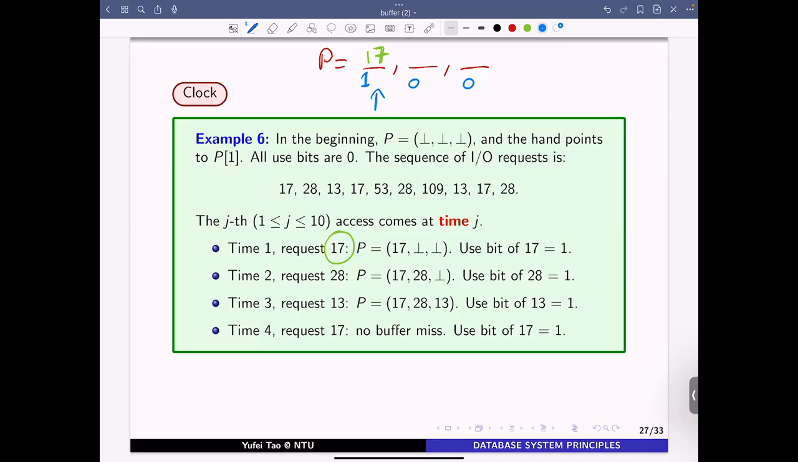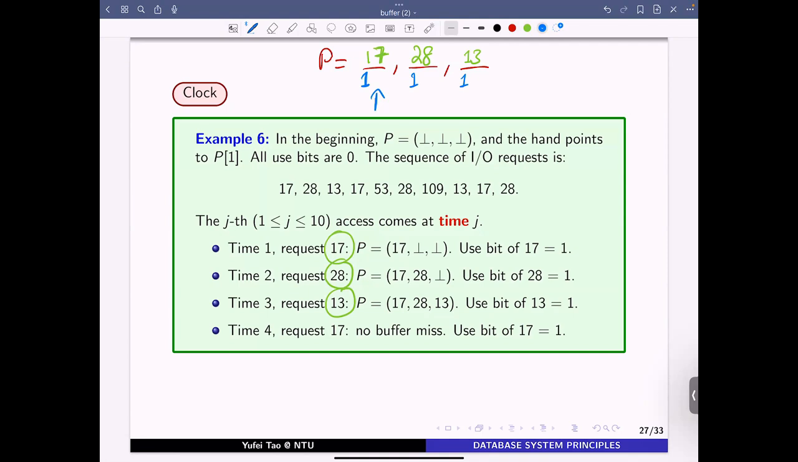The next request is 28. We have a miss. So 28 goes into a frame, and accordingly we change the bit. Pay attention, we never move the hand when things are good. You move the hand only when you have to empty something. This is something you will see later. The next one is 13. Again, a miss. It goes into an empty frame, and we flip the bit from 0 to 1.